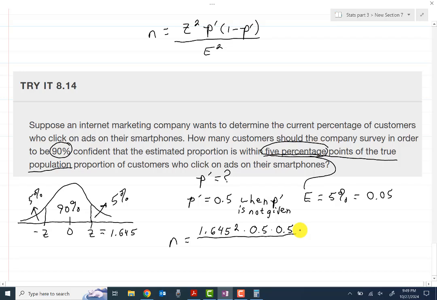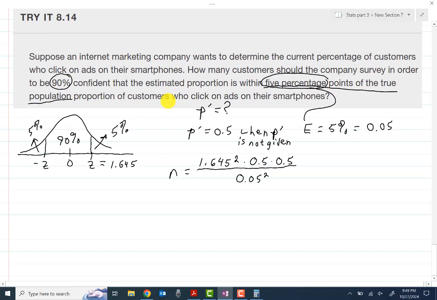The error was 0.05, so we're going to have 0.05 squared. So we're going to have to go ahead and calculate this whole thing. Now this calculation you do not have to take very much effort in, because we're just looking for a whole number for our answer. This is a situation where we know that 270 is not quite enough, so we need to round up to 271. And that is the n that you'll need to accomplish an error of plus or minus 5 percentage points.